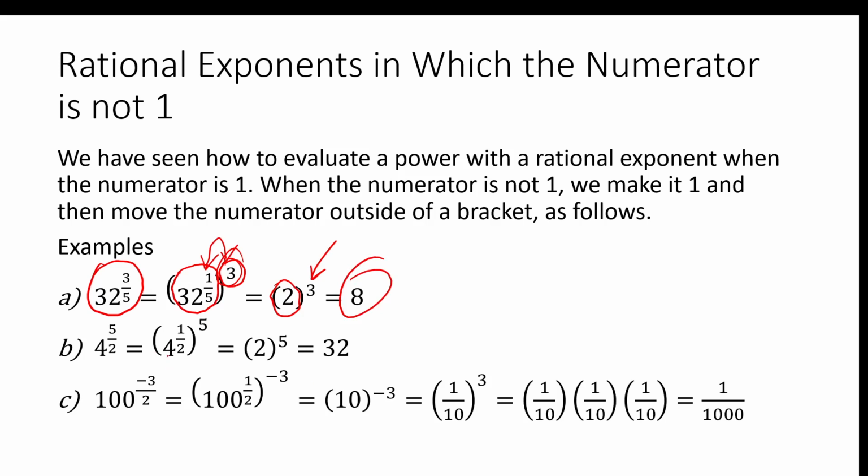If we have 4 to the exponent 5/2, that's like saying 4 to the exponent 1/2, to the exponent 5. Well, 4 to the exponent 1/2 is 2, so it's really 2 to the 5, which is 32.